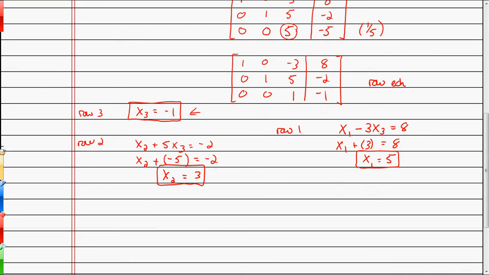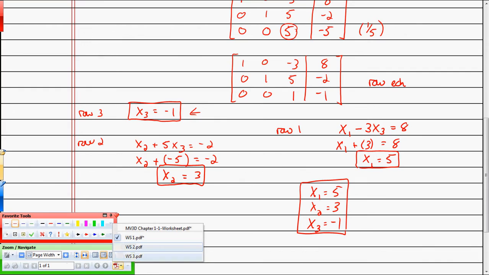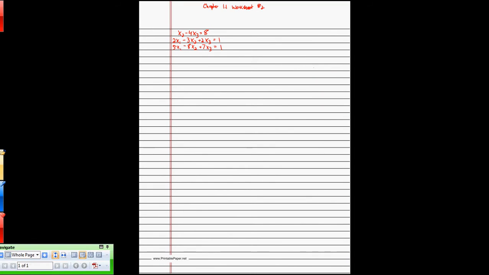All right, so I have my solution. x1 equals 5, x2 equals 3, x3 equals -1. I have a unique solution. So that's great. 5, 3, -1. So now let's go to the second problem. We probably won't get so lucky, right?